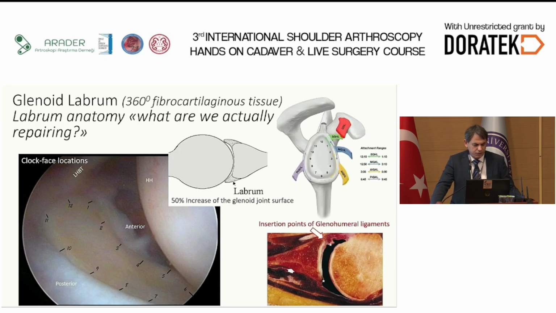You know, the labrum is a fibrocartilaginous tissue, but the main important part of the labrum is that it increases the glenoid contact area by 50%, and also it is the place where the ligaments are attaching. So if there is a labrum lesion, it means that you have a ligament avulsion.